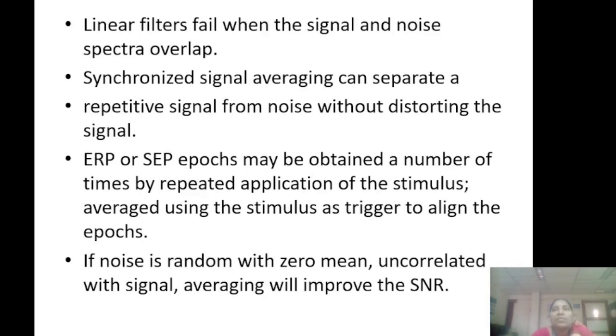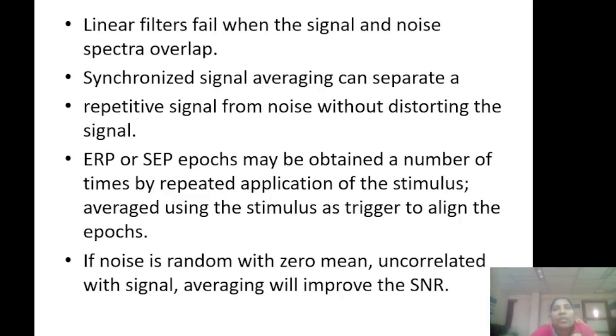Sometimes the linear filters will fail when the signal and the noise spectrum overlap. But in the synchronized averaging process, we can separate the repetitive signal from the noise without distorting the signal. So how are we going to achieve this?